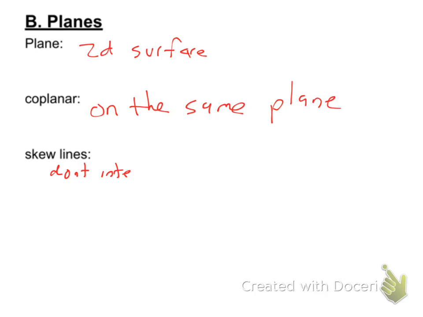don't intersect. So if they don't intersect, they'll never touch. And they're not parallel. So they cannot be parallel, because skew lines are lines that are in completely different planes. So they're non-coplanar. I'm going to put that underneath.